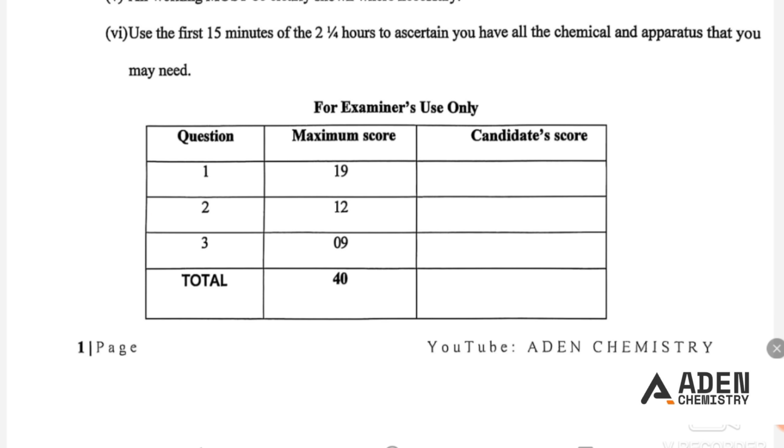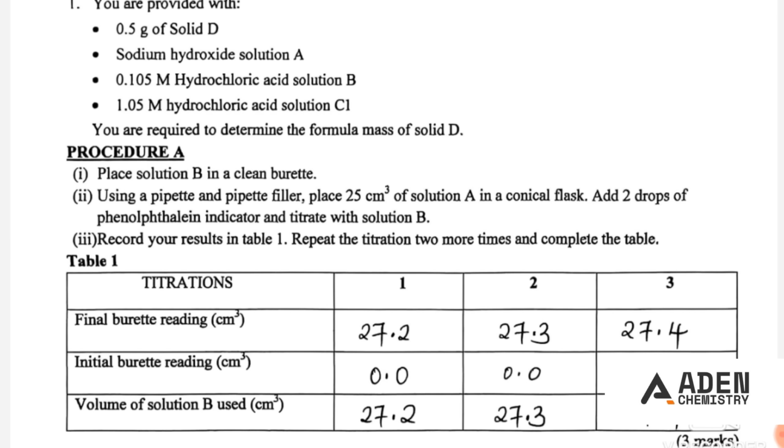Question number 2 will be from inorganic qualitative analysis, that is the identification of cations and also anions. And question 3 will be from organic qualitative analysis, or organic tests. So as we have said, we are going to have 3 questions. Let's start with question 1.